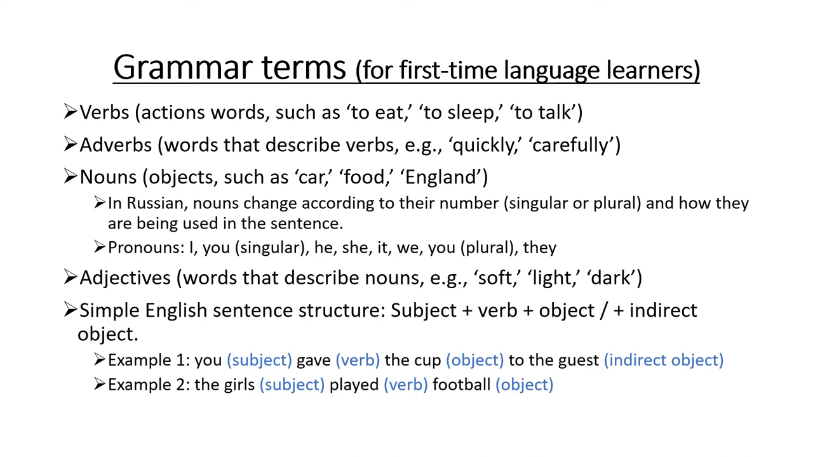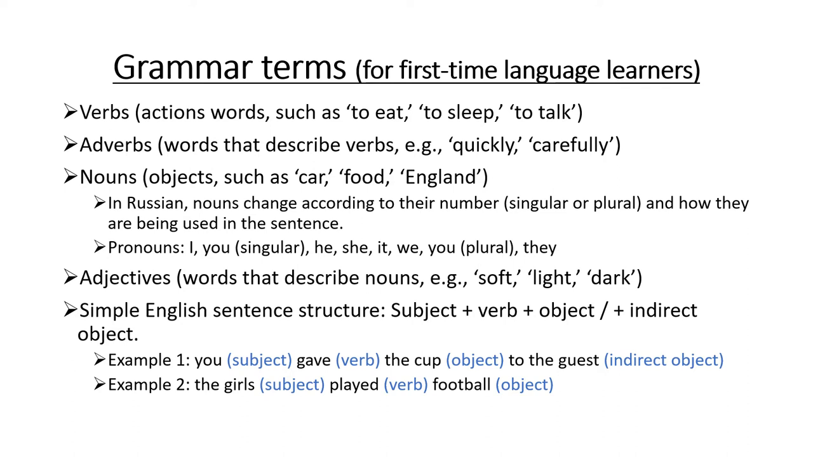Then we've got nouns, again very important and very different in Russian. So these are generally objects such as car, food, or England, but they can also be abstract, like an idea or a thought. So in Russian, nouns change according to not only their number, but how they're used in the sentence. This is called cases, and that's something that I will do a lot of lessons on because it's very difficult to grasp as a non-native Russian learner.